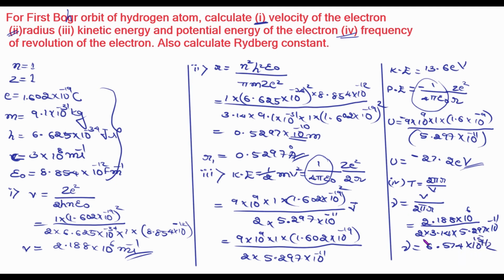Alright, so what we have done, we have calculated the values of velocity in the first orbit of hydrogen, radius in the first orbit of hydrogen, kinetic energy and potential energy in the first orbit of hydrogen, and the frequency as well.